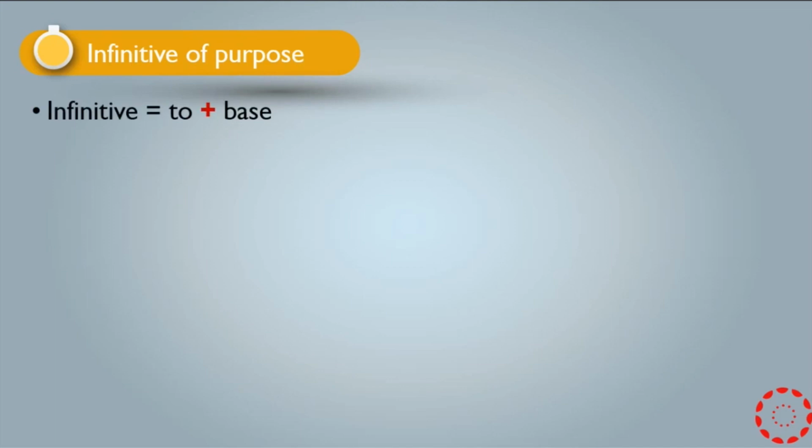We have another subject which is infinitive of purpose, which is very, very easy. In the previous lectures I mentioned, what is infinitive? Infinitive means to plus base. We have the word to, and after to we should have a base verb, without ed, ing, s, or the past form. And the purpose means something that you want to do, or intend to do.